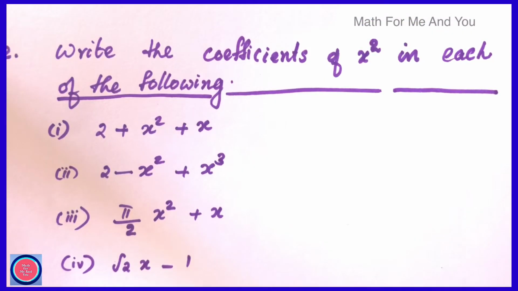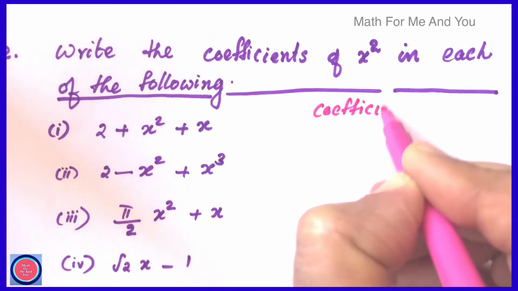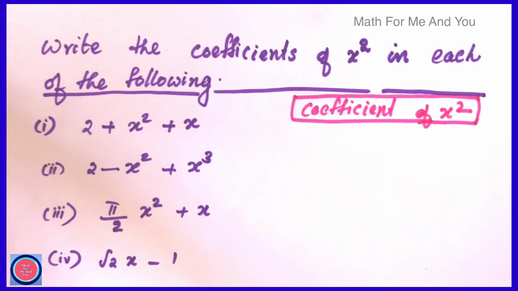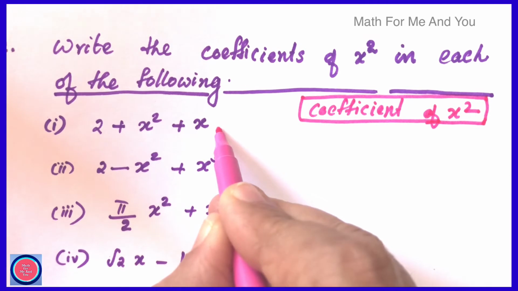Second one, write the coefficient of x square in each of the following. You can see polynomials here. We have to write the coefficient of x square. What is the meaning of coefficient? Coefficient means the number with x square. So we have to write down for every expression, what is the number with x square?